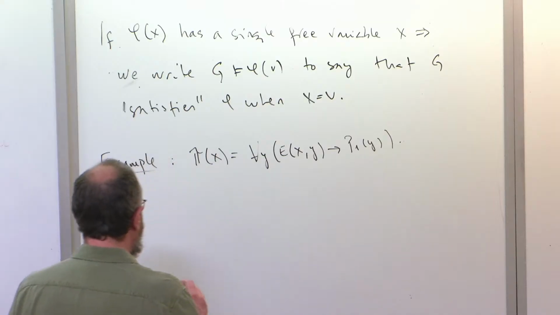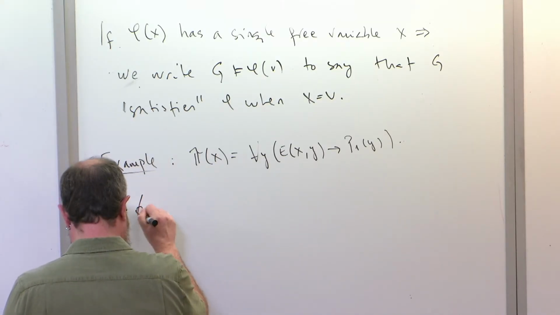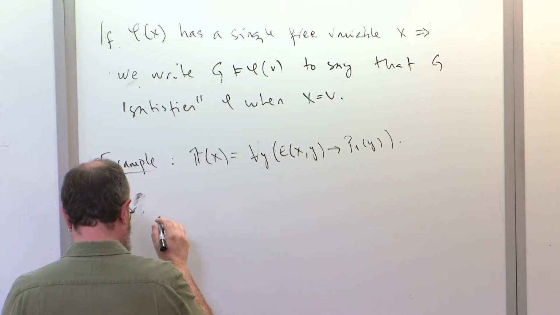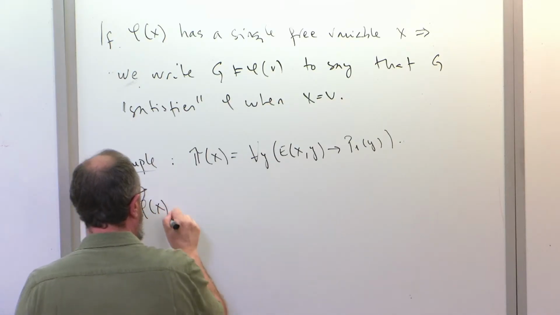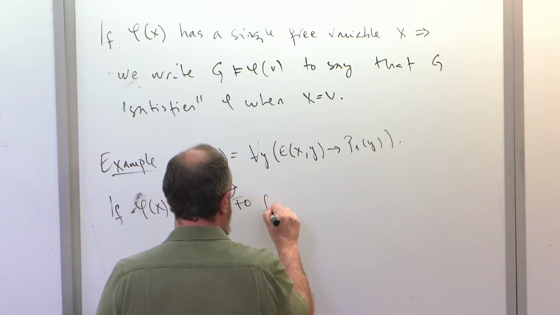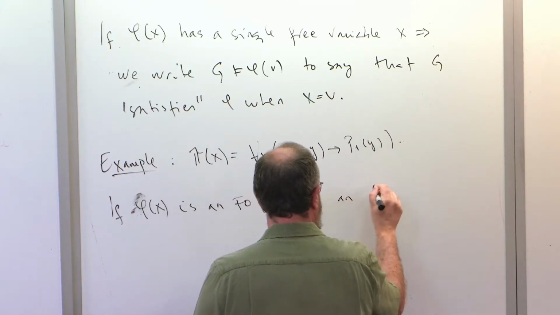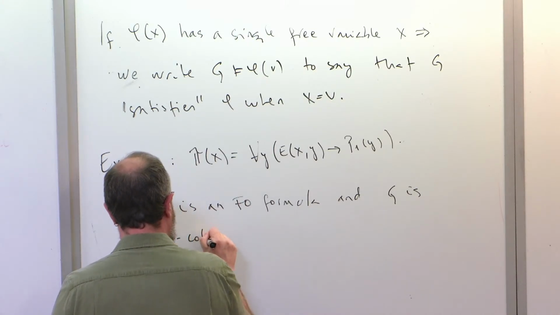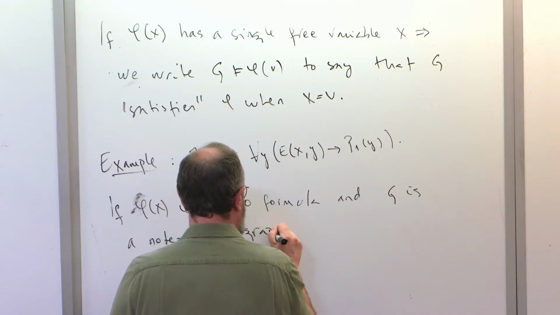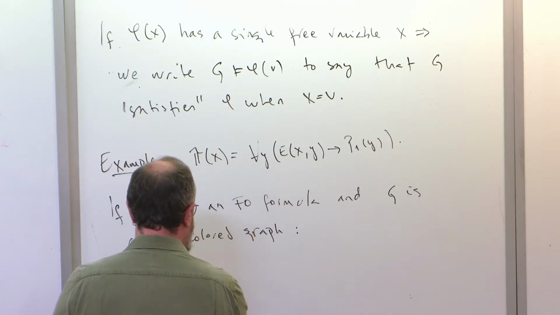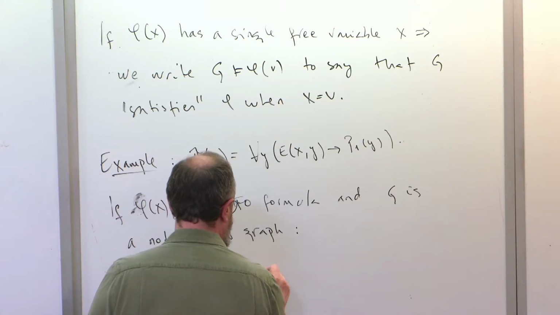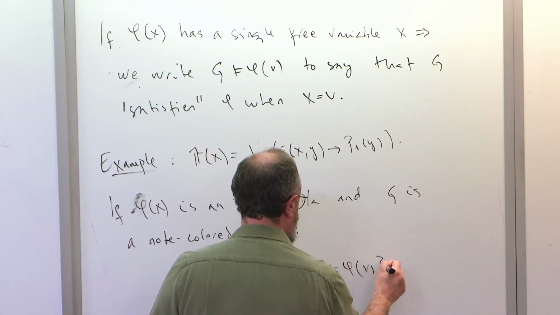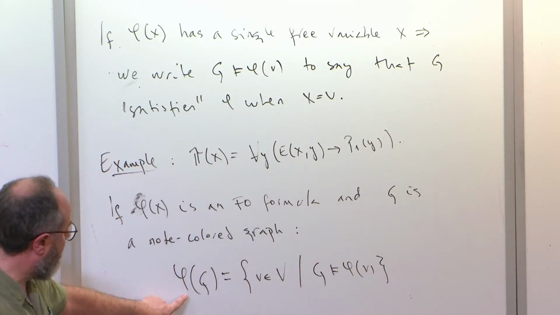And if phi of x is an FO formula, and G is a node color graph, then phi of G is the set of nodes B such that G satisfies phi of B. So this is an important notation.